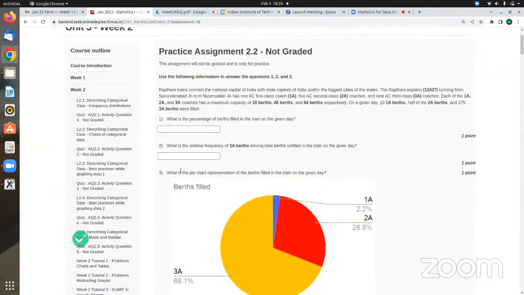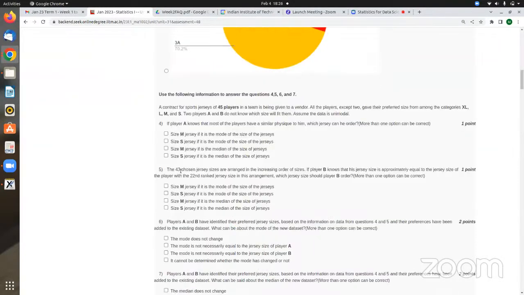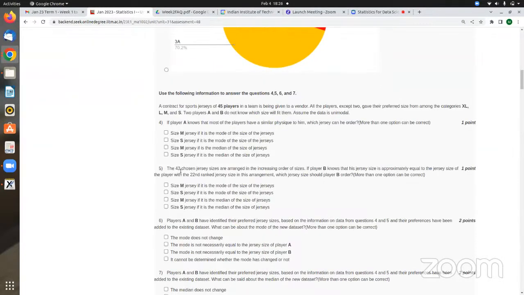Question number 4. I want to know how the last option is the right one: size S jersey if it is a median of the size.